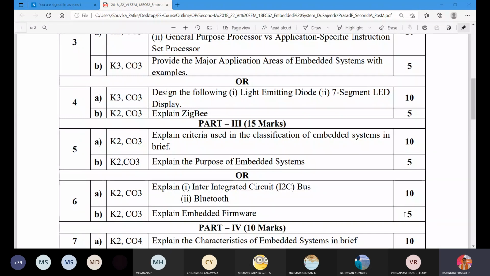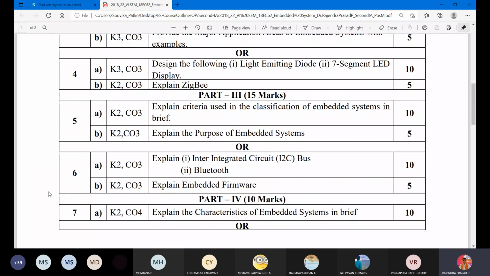But in the text or in the PPT we have so much content to write about the purpose of an embedded system, which you need to highlight here. So the sixth question is with respect to the communication buses, which is your inter-integrated circuit, I squared C, or one more topic which I had asked was Bluetooth.